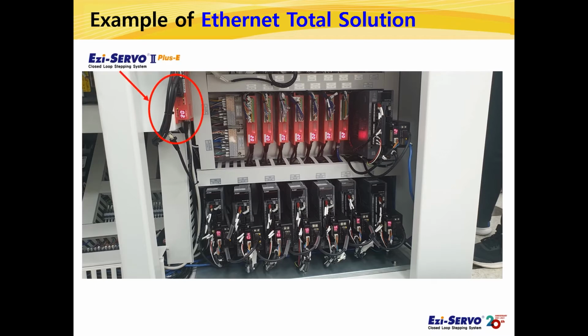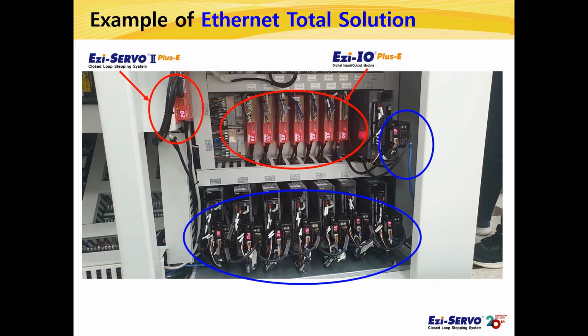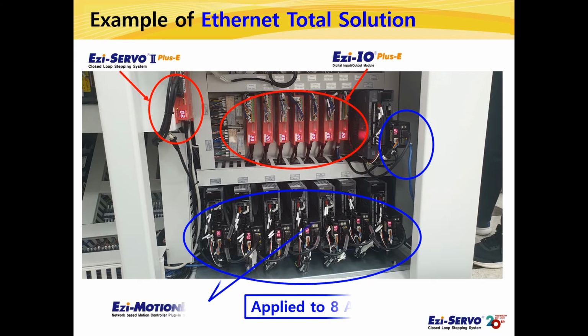FASTECH's Ezi-SERVO Plus-E, which is stepping motor, Ezi-IO Plus-E, which is digital I/O module, and Ezi-SERVO are applied to this machine. As you can see, Ezi-MOTIONLINK, which is a 1-axis motion controller for Ezi-SERVO drive, is directly connected to a total of 8 axes of Ezi-SERVOs.